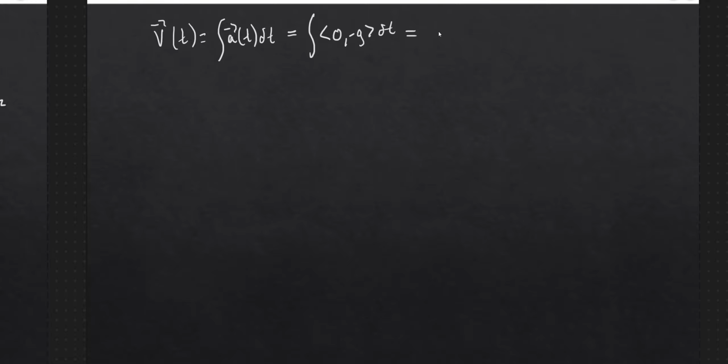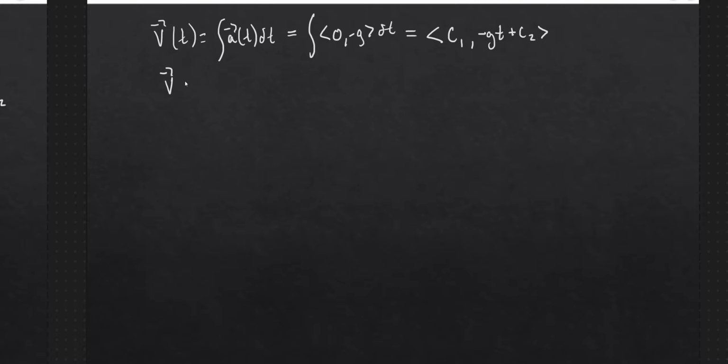Integrate in both components. I will get, let's say, c1, so some constant, right? This is an indefinite integral, so I get constants out, and then I'll have minus gt plus some constant in the y direction. So how do I figure out these two constants?